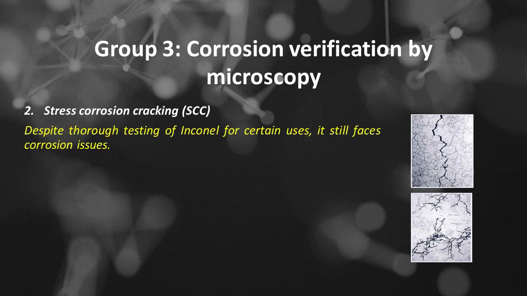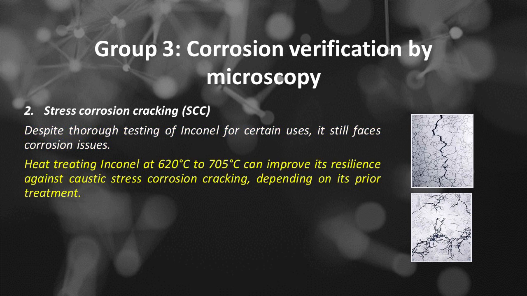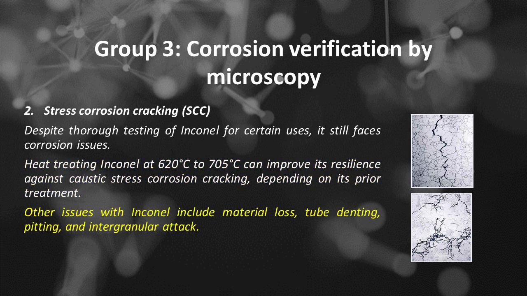Despite thorough testing of Inconel for certain uses, it still faces corrosion issues. Heat treating Inconel at 620 degrees Celsius to 705 degrees Celsius can improve its resilience against caustic stress corrosion cracking, depending on its prior treatment. Other issues with Inconel include material loss, tube denting, pitting, and intergranular attack.